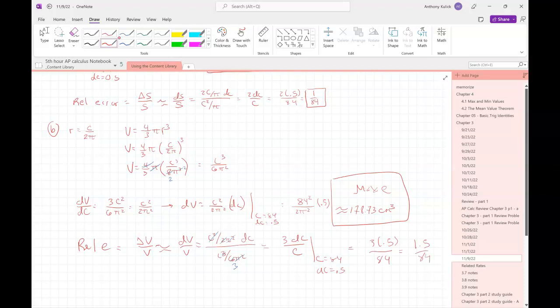So like 1.5 out of 84. I know it's dumb writing that with a decimal, but I like leaving it that way because it makes it easy to compare to the other one. We're just not much worse. I think I answered all the parts on that.